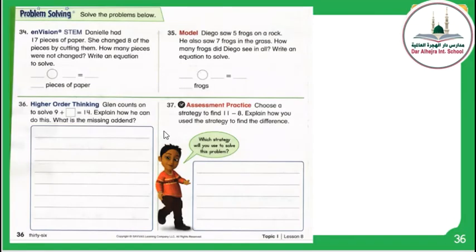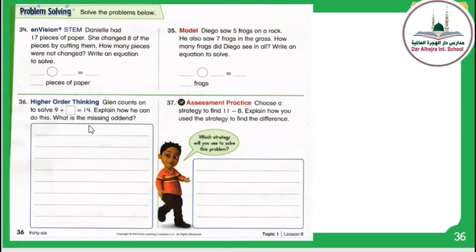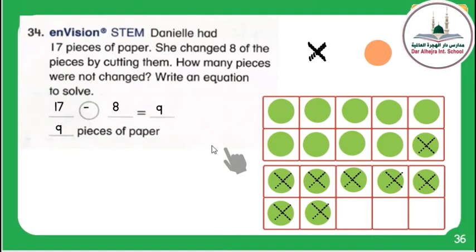Next come some word problems, and let's have a closer look at each of them. Again, we can use any of the strategies to solve them. For example, here I have got a word problem. Daniel had 17 pieces of paper. She changed 8 of the pieces by cutting them. How many pieces were not changed? Write an equation to solve. In all, she had 17, so I can use a tens frame. I have used a tens frame here, and this method is using subtraction using the 10 frames.